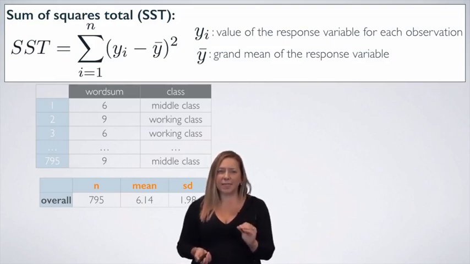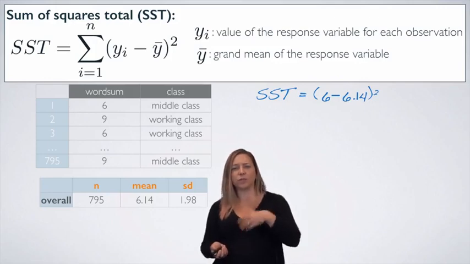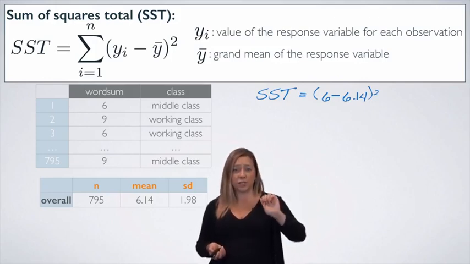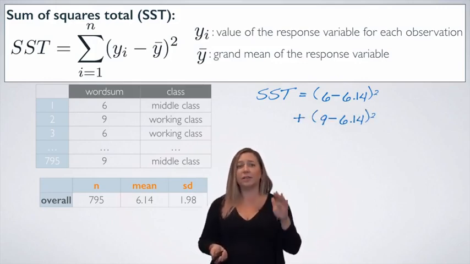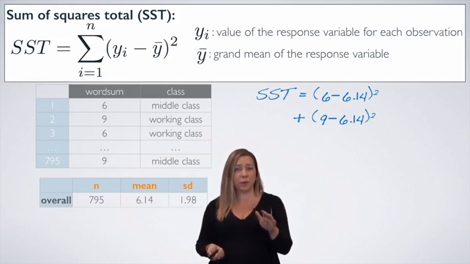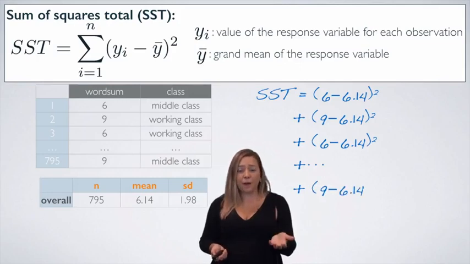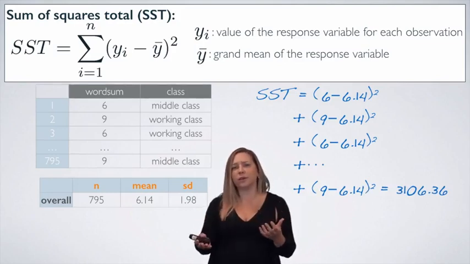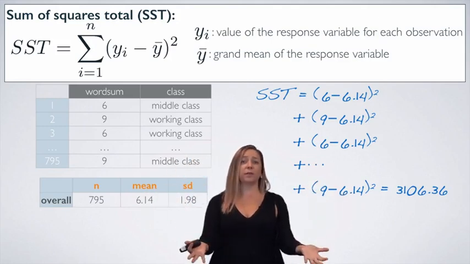So to calculate SST, we take each individual score and subtract 6.14 from it, square the difference, and finally add up all the values. For example, the first observation is 6, so that's 6 minus 6.14 squared. The next one is 9, that's 9 minus 6.14 squared. The third one is also 6, and so on, and we add up all of the values to get to the total sum of squares of 3,106.36.